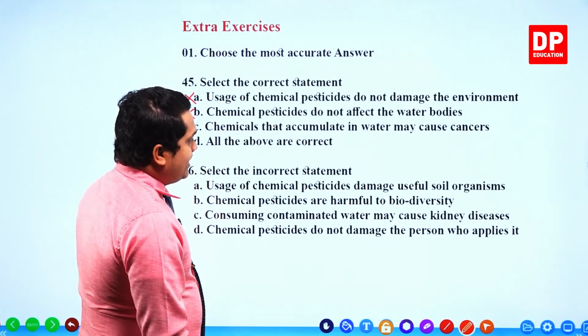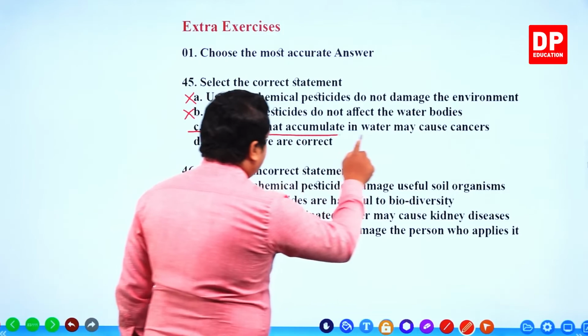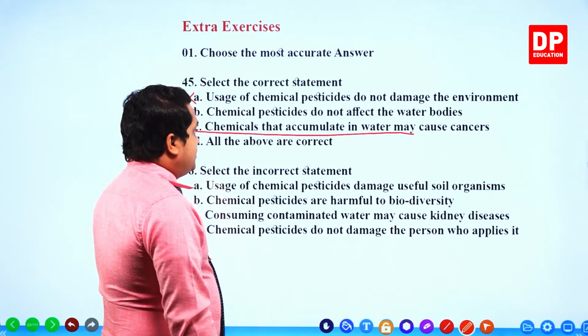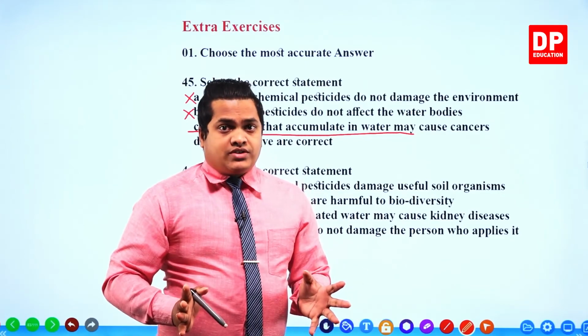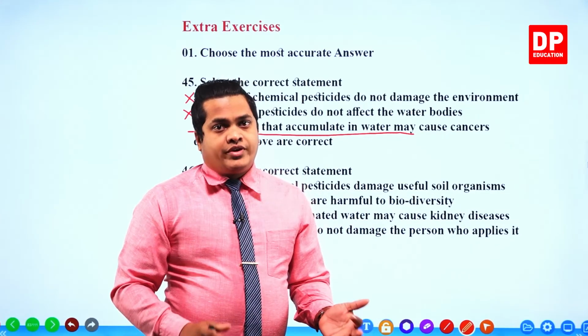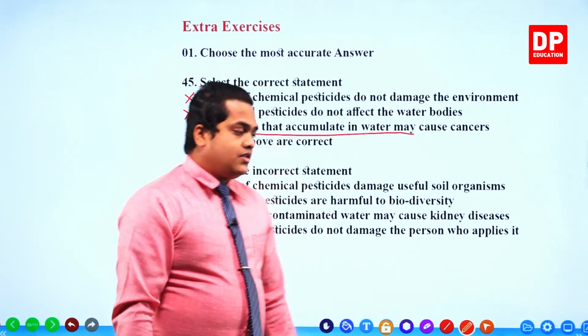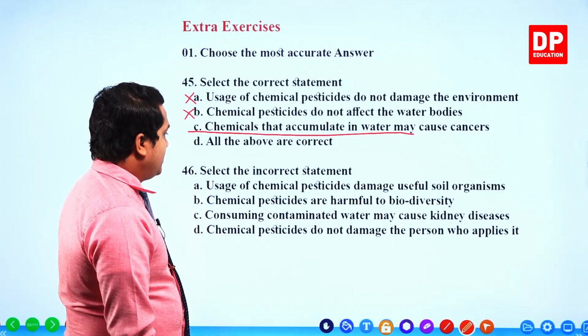Chemicals that accumulate in water may cause cancers. That answer is, my dear children, correct. So chemicals that accumulate within water can cause cancers to us. Right? So there is a probability. So it is correct. So our correct answer would be number 3.